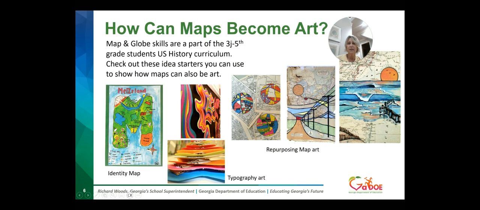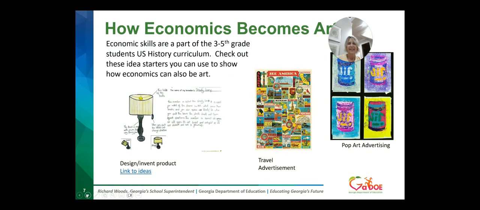And then the last three is more of a repurposing. So using maps, you can collect maps, have students bring them in, and use those in other ways as a substrate for the art, or other ways that you can use maps in your art making. All right, the next section that I have, this one is how economics can become art. So students study economic skills as part of the 3rd through 5th grade U.S. history curriculum, and they look at goods and services.